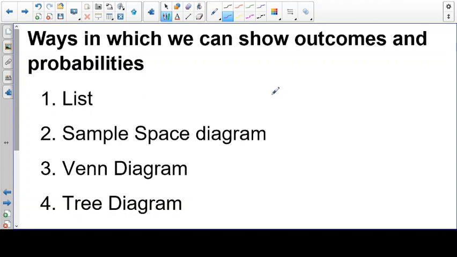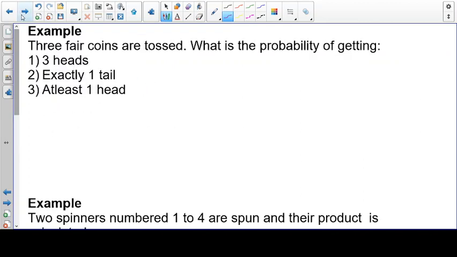Other times, they'll just ask you a question, and it'll be up to you to choose what is the most appropriate thing to draw. Okay, sometimes there might be a 2-way table as well. That's often used as well. So it's quite often up to you to use the most appropriate and most efficient way of drawing it in order to work out your probabilities. So I'm just going to do 3 little questions. These are similar to the ones that you will have done at school.